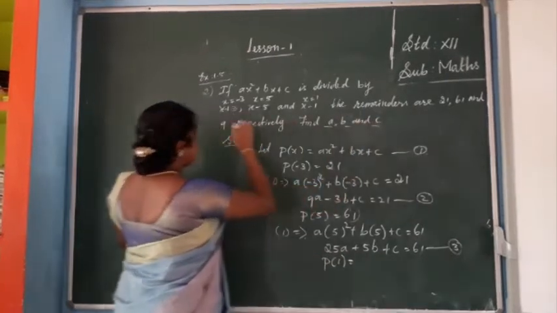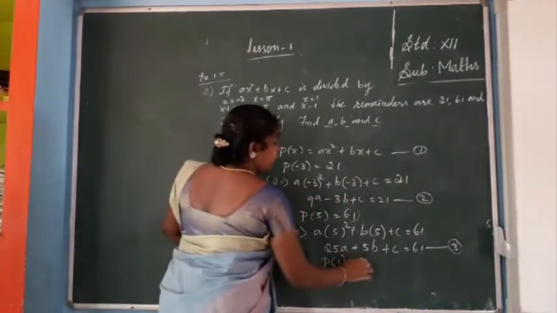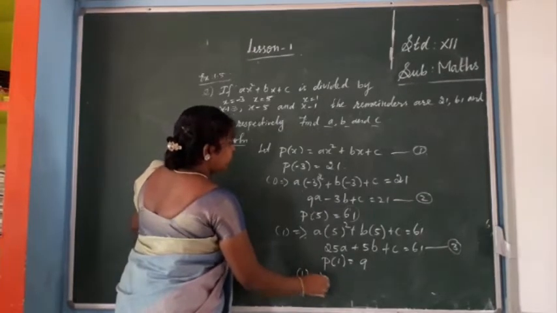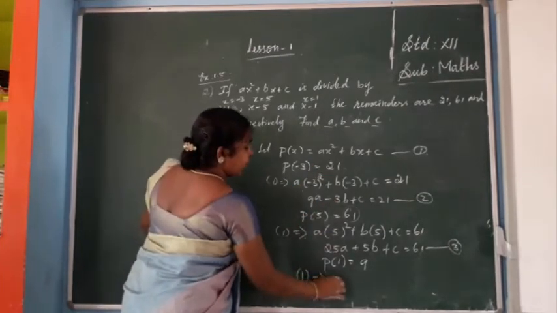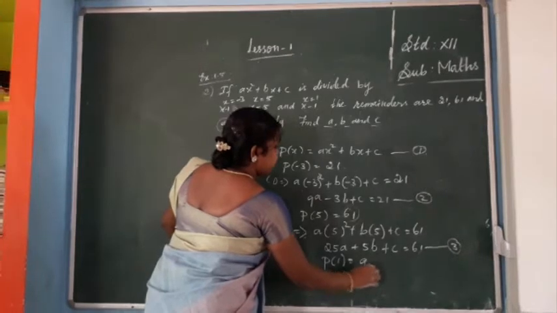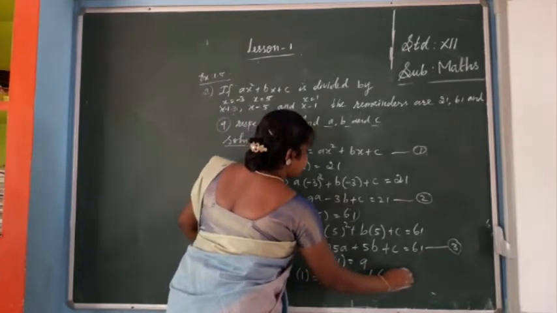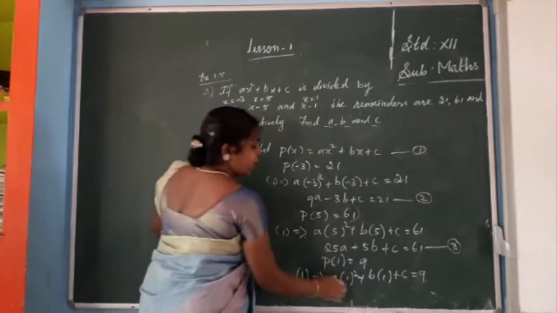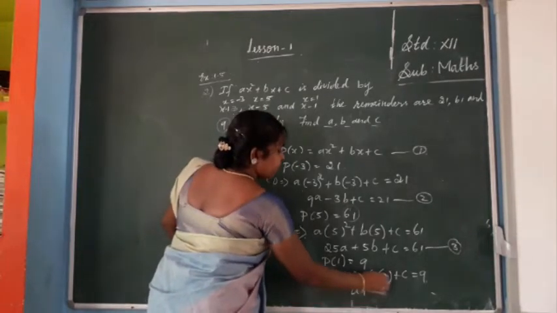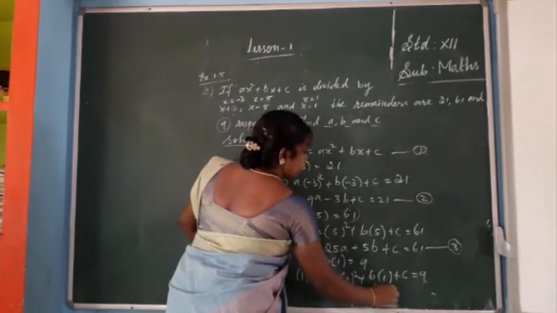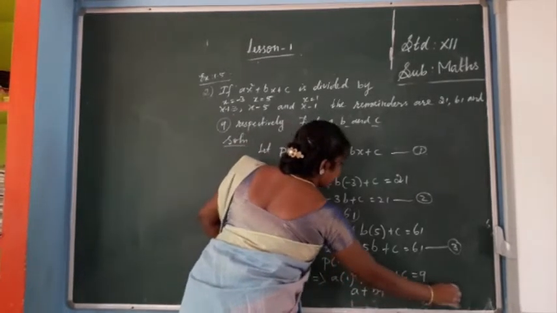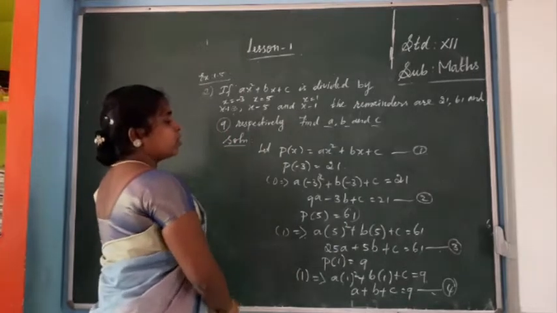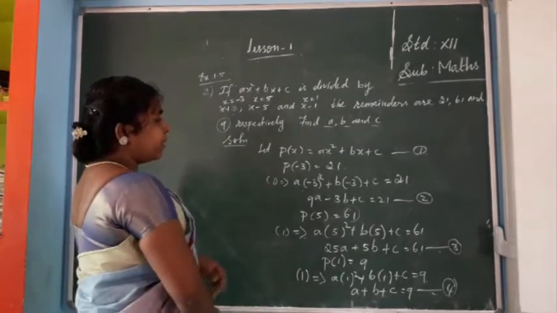Next one is when x equal to 1, that is P of 1 equal to 9, the last value. So again, in place of x in equation 1, a into 1 square plus b into 1 plus c equal to 9. 1 square means 1, so 1 into a is a, plus 1 into b is b, plus c equal to 9. This is equation 4.